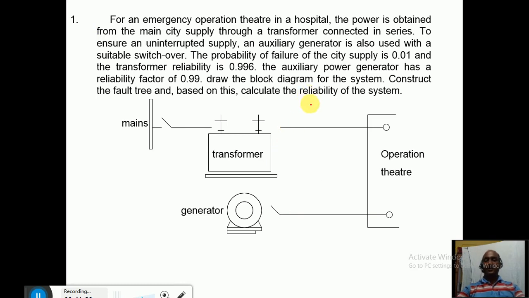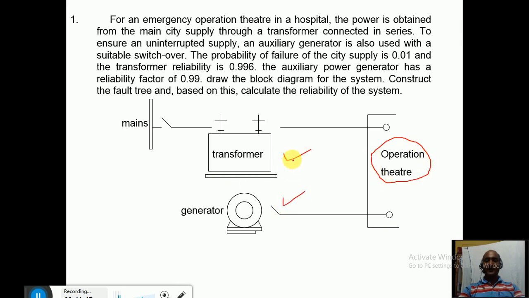So again, to understand it in depth, let us solve this problem. Let us consider this as a system. There is a mains wire, and the transformer is connected to this mains. This transformer and generators are being used to operate an operation theater. So the operation theater depends upon two elements, transformer and generator.